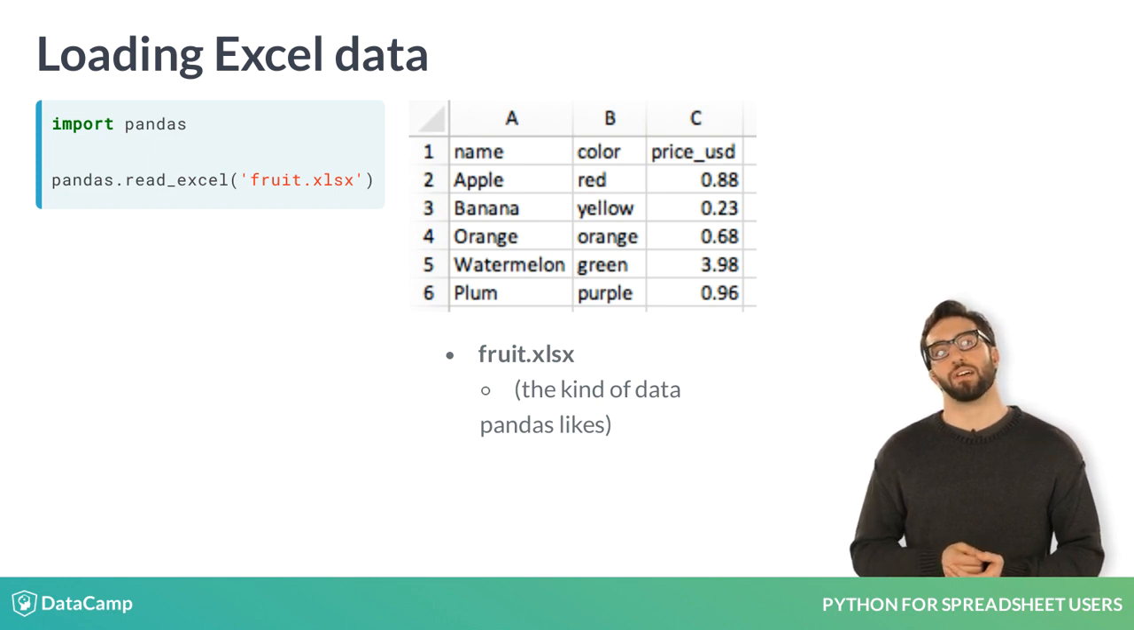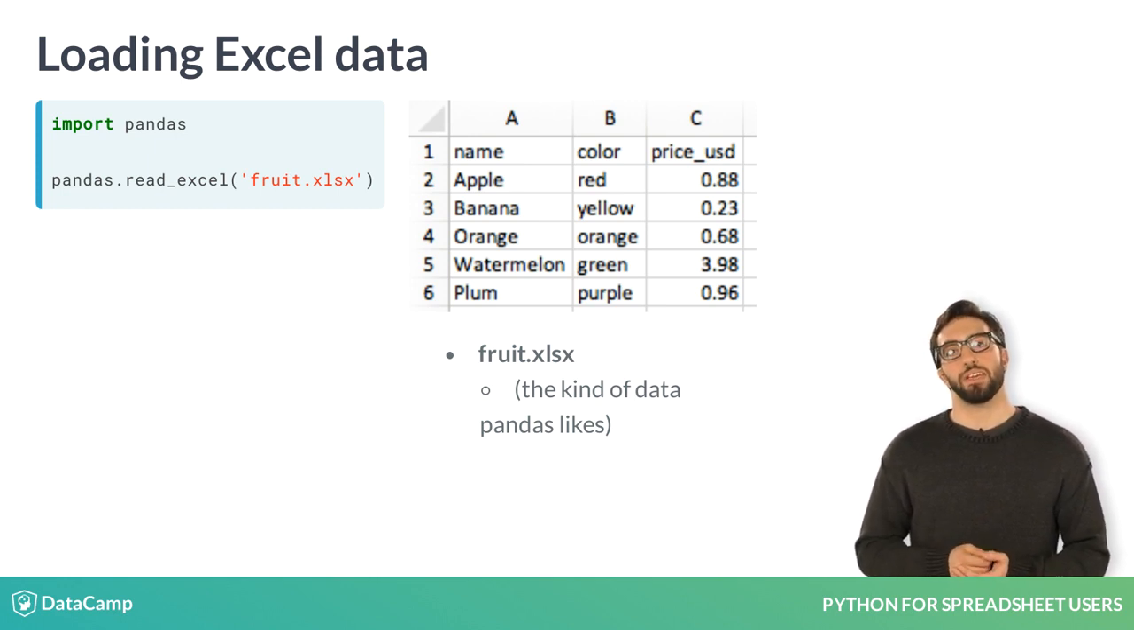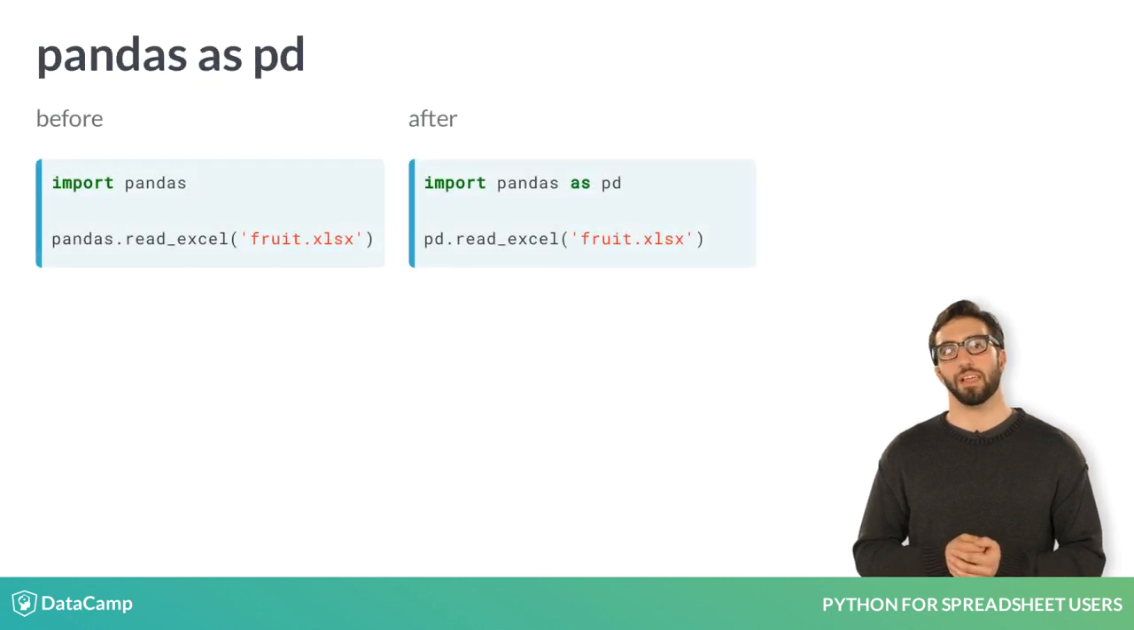To load in our Excel data, we'll use the read_Excel function in the pandas package. And to access the function inside of the package, we'll use the dot. pandas.read_Excel. Our file name goes inside the function, in quotes. And now, we can import Excel data into Python.